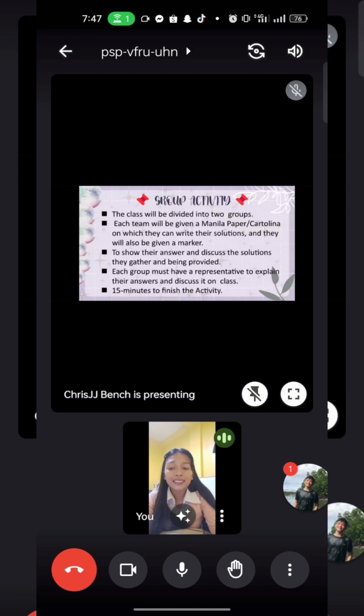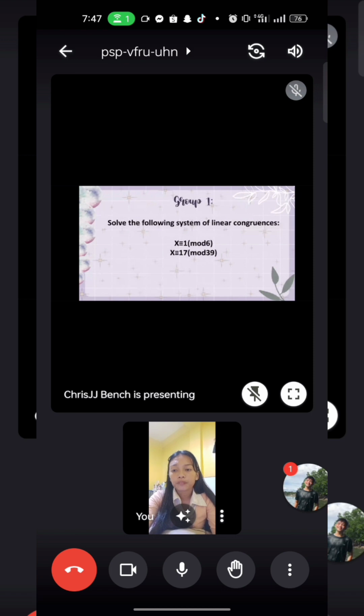So you have 15 minutes to finish the activity. So now I will divide the class into two. So this is group 1 and this is group 2. So for group 1, this will be your equation. So kindly copy.